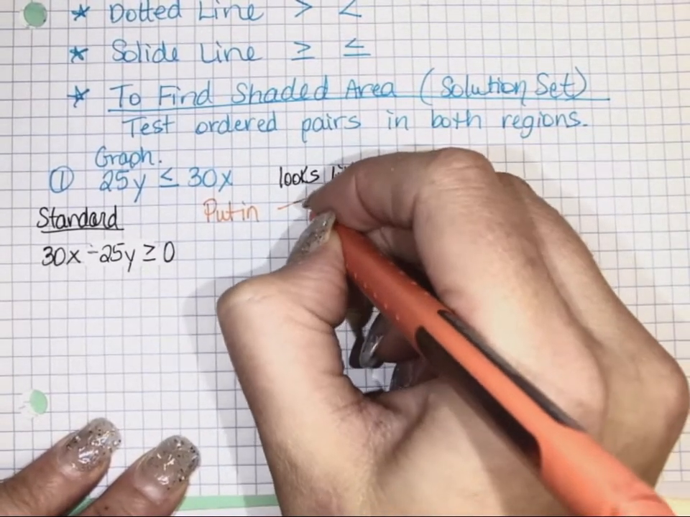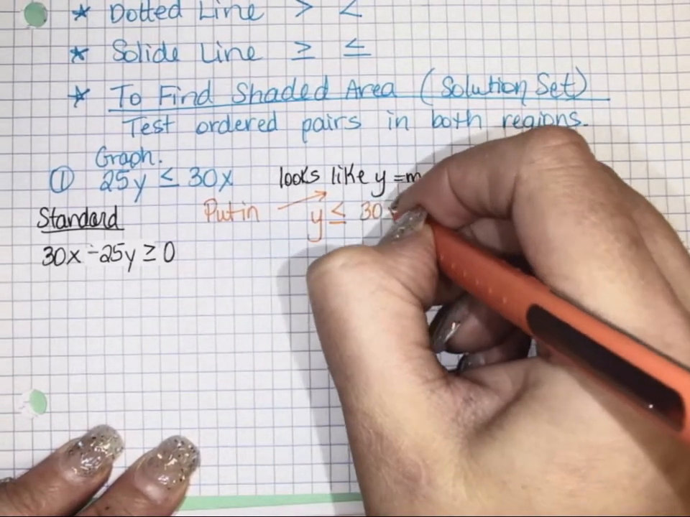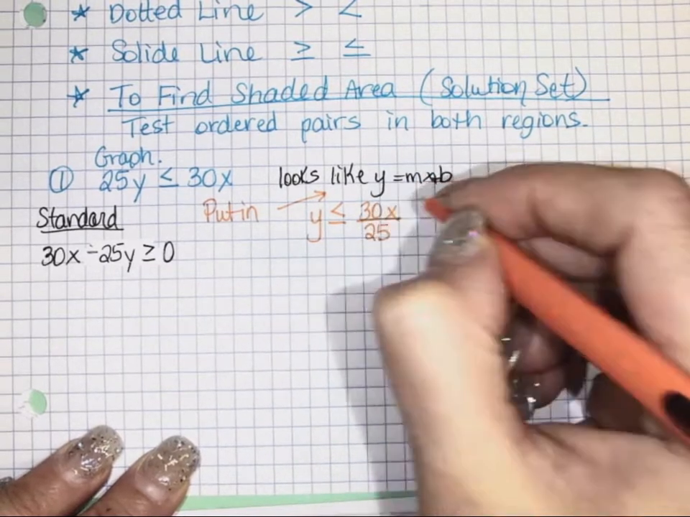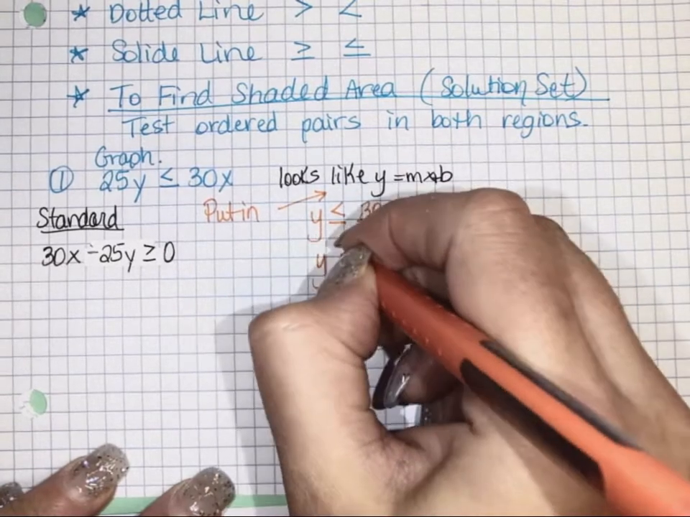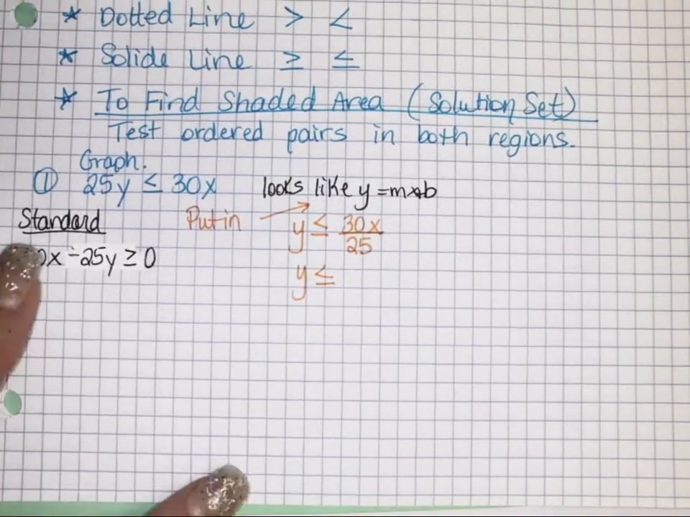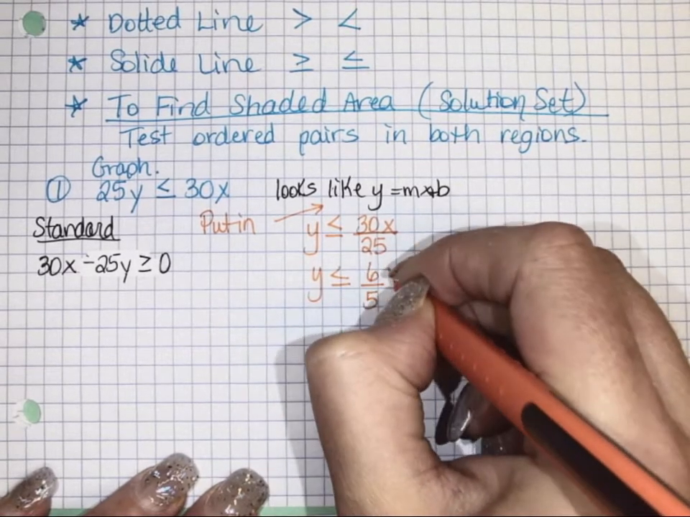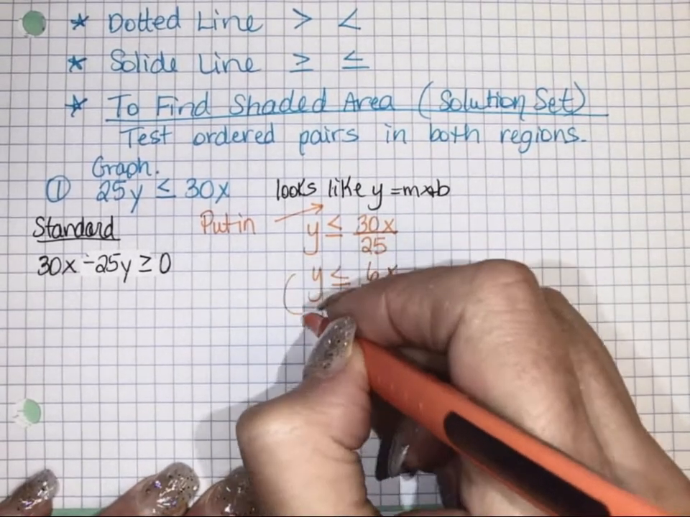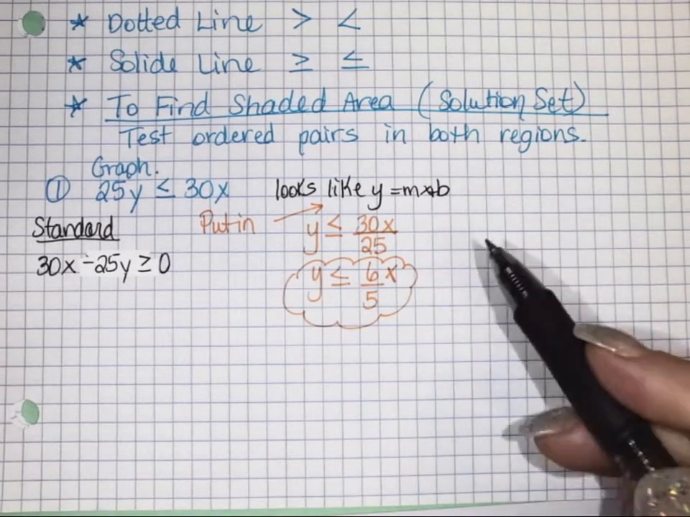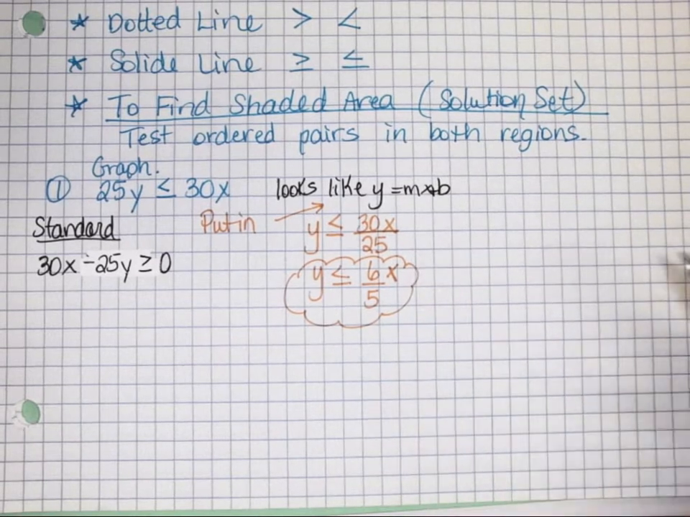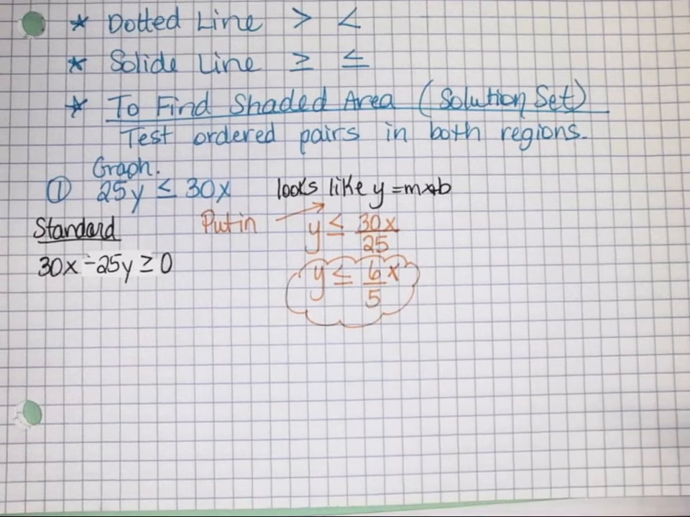So what we're going to do is divide through by 25, and that's going to give me 30x divided by 25. And that will definitely reduce. So y is less than or equal to, divide both of them by 5, and you get 6/5 x. So that's my equation I'm graphing. Notice that your y-intercept is what? There's nothing added or subtracted at the end, so it's 0. And this has a positive slope.